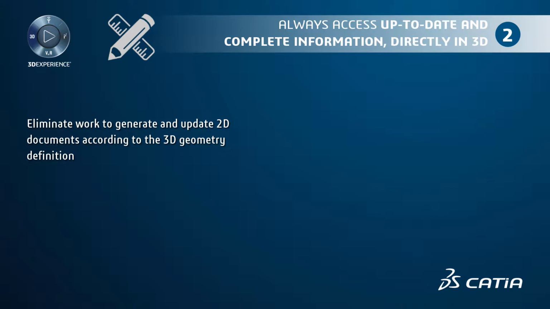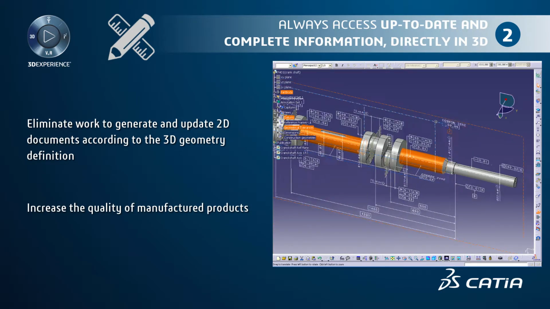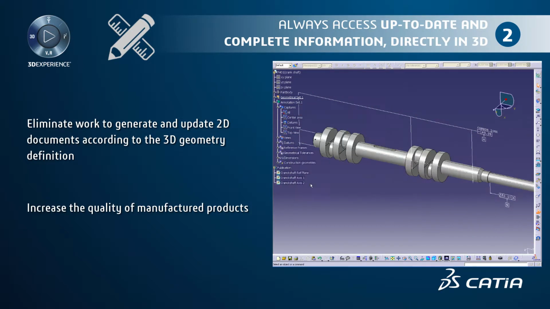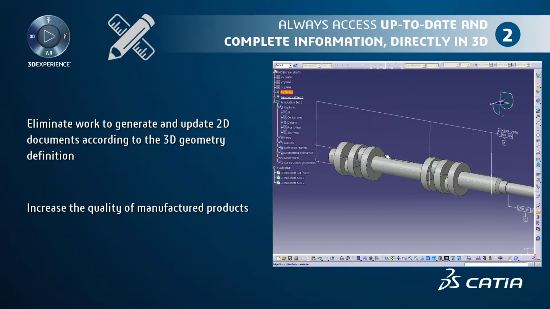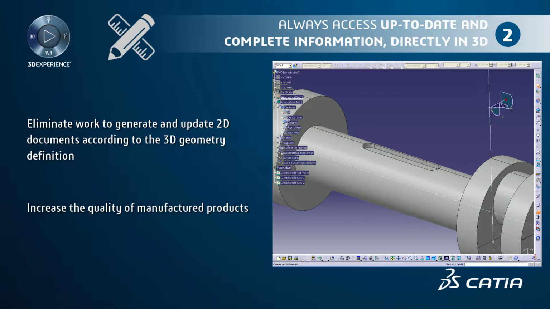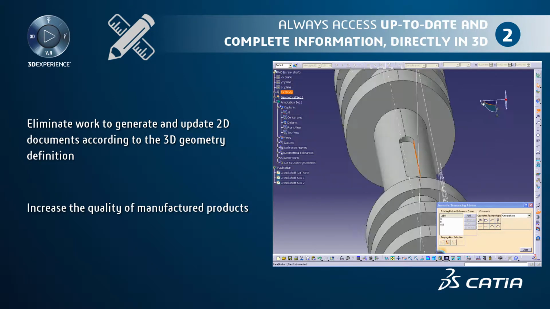How can we increase the quality of manufactured products? Here's a way to reduce tolerancing and drawing interpretation errors and to ensure better compliance with regulations and standards. CATIA Functional Tolerancing and Annotation ensures the easy definition and management of 3D tolerance specifications and annotations of parts and assemblies. It reduces reliance on 2D drawings by capturing all drawing information, 3D tolerance specifications, and annotations inside the 3D model.